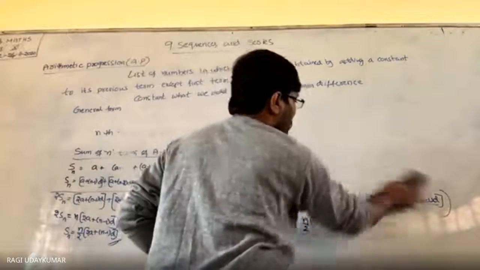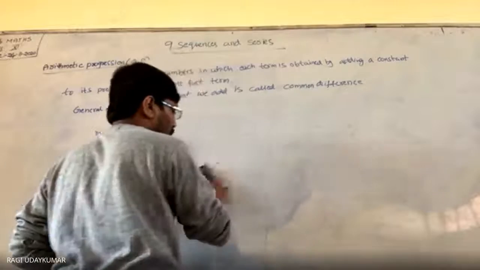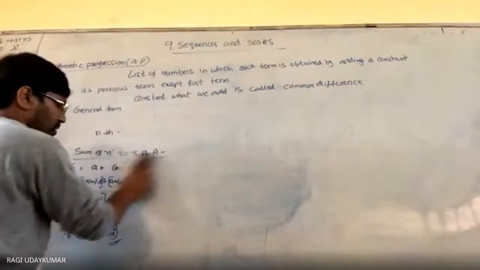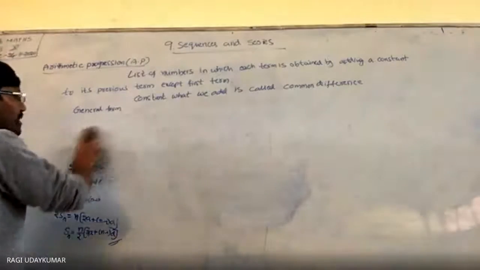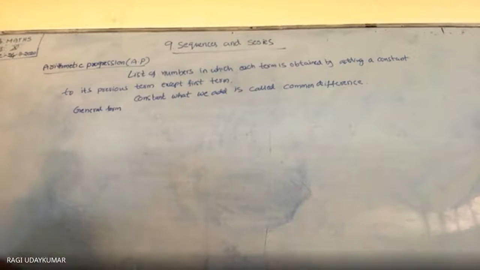Now, in the same way, after arithmetic progression, there is the arithmetic mean. What is meant by arithmetic mean? If 3 terms are in arithmetic progression, the middle term is called the arithmetic mean of the remaining 2 terms. The middle term is called the arithmetic mean of the remaining 2 terms. Okay?